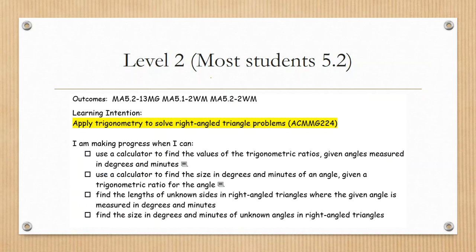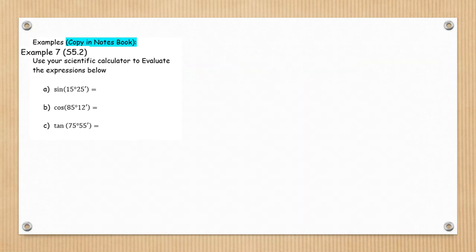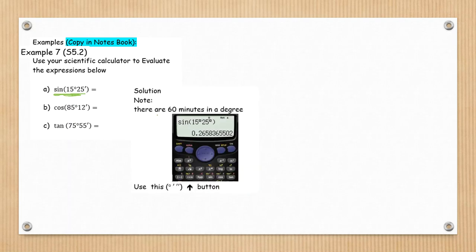For the 5.2 content, we're using calculators still, but we just have an extra step. So you'll notice here we're a little bit more accurate. Sine 15 degrees 25 minutes is what we say. So we're just being more precise. There are 60 minutes in 1 degree. So sine 15 degrees 25 minutes is 0.26. And we use this button here on our calculator.